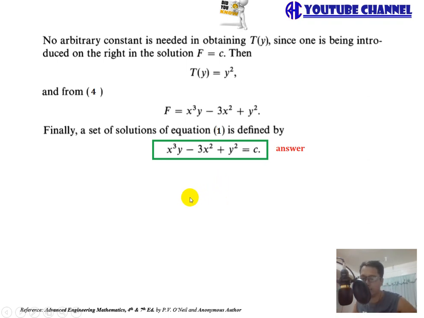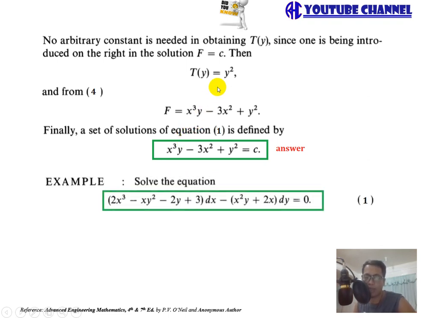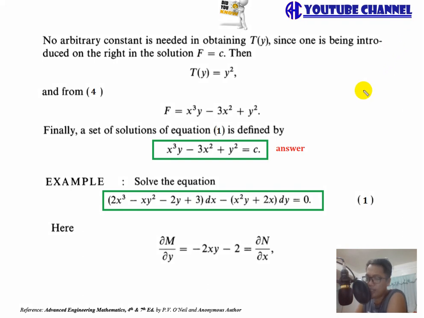Ang problem natin. Okay, so magbigay tayo ng another example. Solve the equation (2x cubed minus xy squared minus 2y plus 3) dx minus (x squared y plus 2x) dy is equals to 0. Okay, so first step na ang gagawin natin, check natin kung it is an exact differential equation.